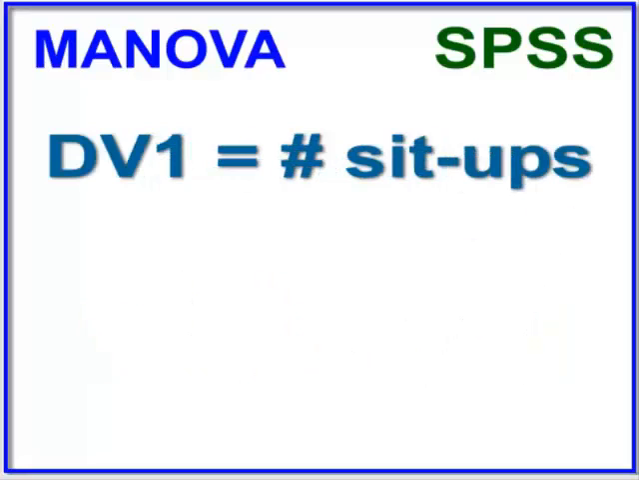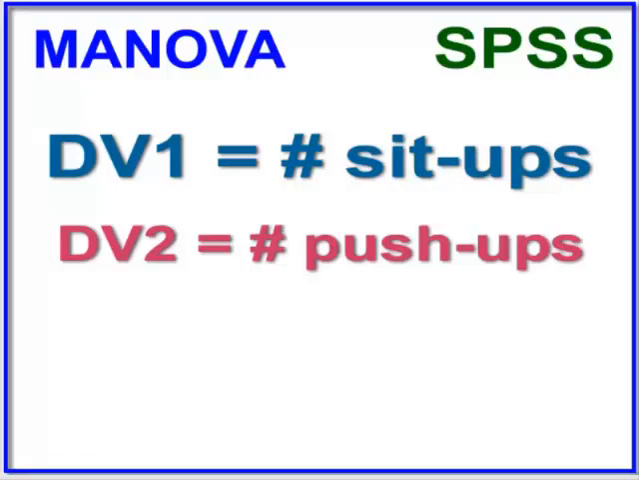So DV1 is sit-ups, DV2 is push-ups, and as you know already, a MANOVA has to have at least two DVs, somehow logically related, and they have to be correlated, but not too strongly correlated. In other words, the correlation has to be less than 0.8. So we will find all this out in our MANOVA assumptions.